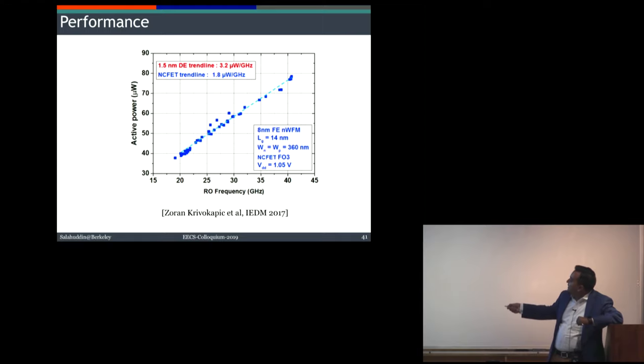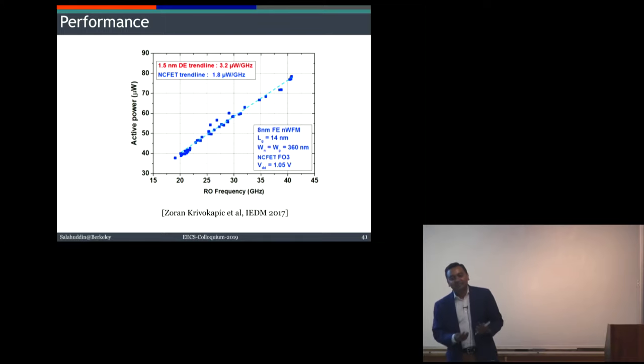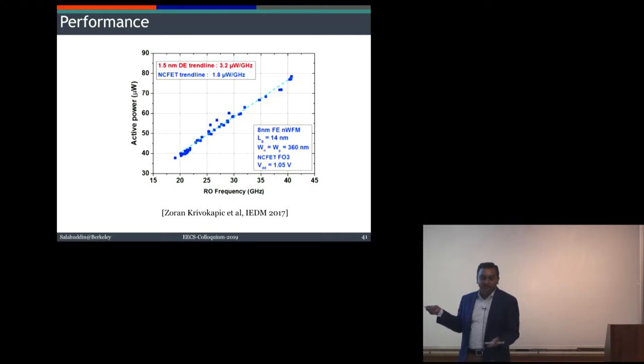And so this trend line basically gives us 1.8 microwatt per gigahertz. So they compared that with the 40 nanometer production that we actually use in our computers today, which is 3.2 microwatt per gigahertz. So the power dissipation for every gigahertz increase in the speed is actually almost half for the negative capacitance transistors. So to me, this kind of embodies, you know, we can talk about physics and many other things, but in the end, this is what we want to see. We want to essentially reduce the power for the same frequency.